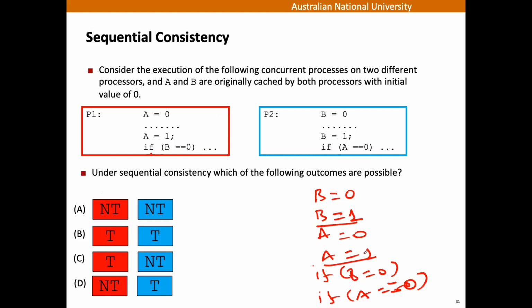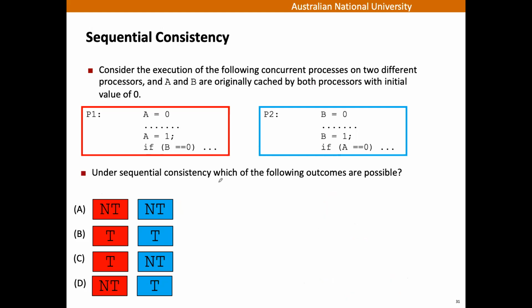B is 1, A is 1. So these two, this will be not taken, this will be not taken, because this is taken if B is 0. So it's not taken because B is 1. So this is valid. What about this one? Under sequential consistency, is it possible?